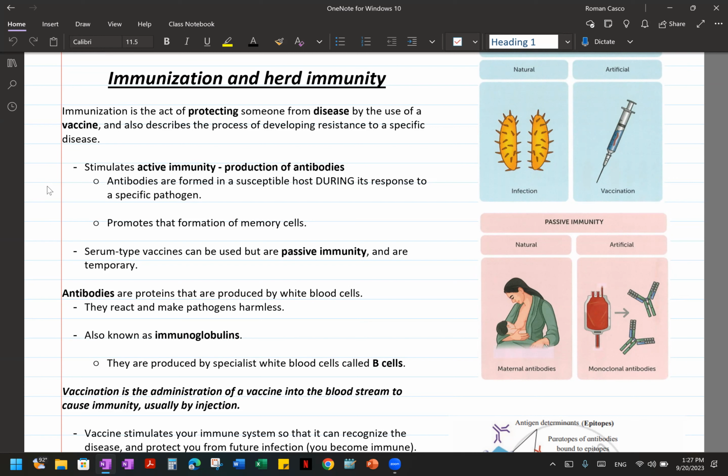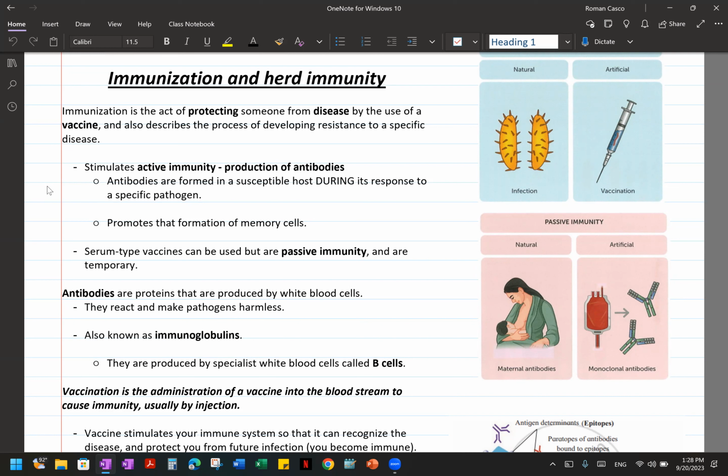So you can extract that and inject it into a compatible person, and they temporarily have a sort of immunity. But of course that is passive, because the person themselves isn't producing the antibodies continuously. So that's referred to as passive immunity, if you're getting some form of proteins from the outside.